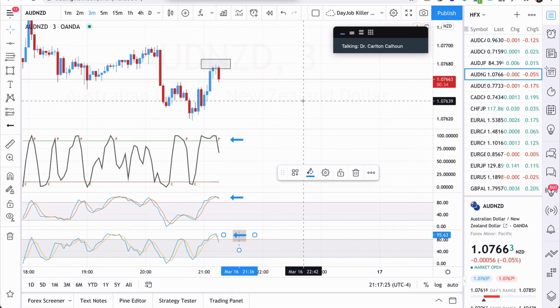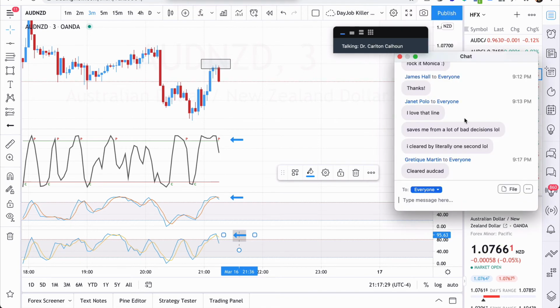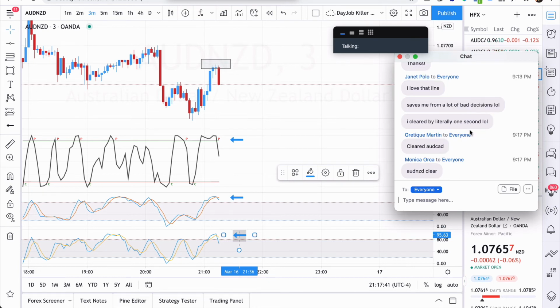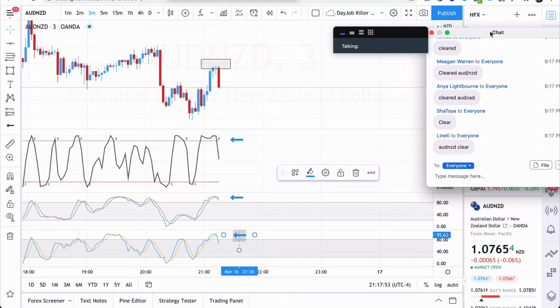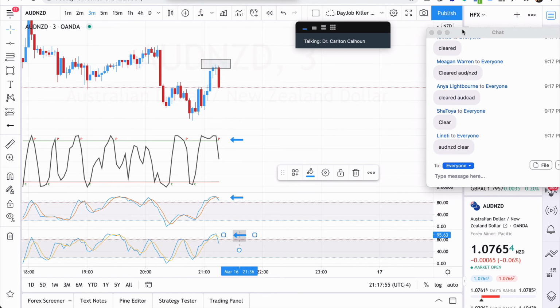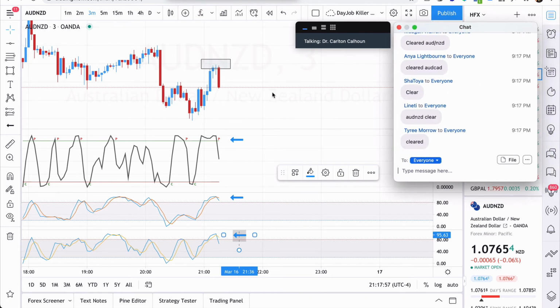If you took a 1 minute trade on this, if you haven't cleared, you should be about to clear. G Money clear AUD CAD. If you took 1 minute on AUD NZD, you should have cleared. Yep, AUD NZD clear. Anybody else clear? Clear. Good. Clear. The only way you will take a lesson on this is if you put in a call.